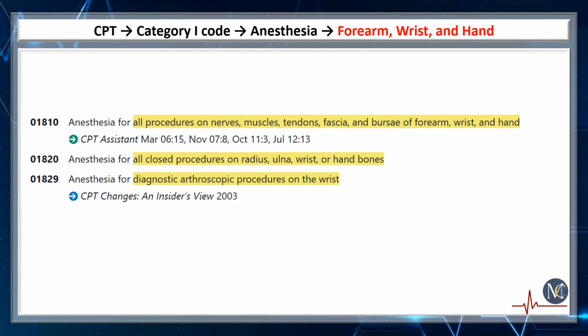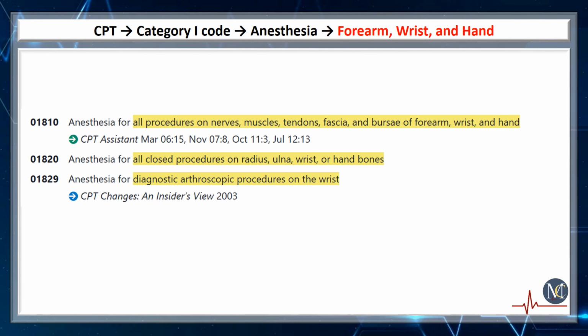Forearm, wrist, and hand, the next anatomical site of CPT anesthesia. First code is 01810. Anesthesia for all procedures on nerves, muscle, tendon, fascia, and bursae of forearm, wrist, and hand.